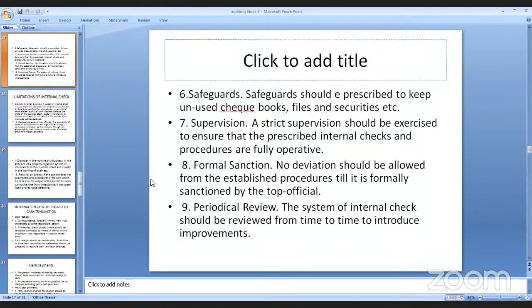Next, supervision. There will be strict supervision over the various departments with the help of internal check. Next, formal sanction, no deviations. For example, procedures: if some department comes to the management, the management has to listen and understand the need and necessity of the various departments, and then sanction the permission. Next, periodical review. From time to time, a review is done in the organization.